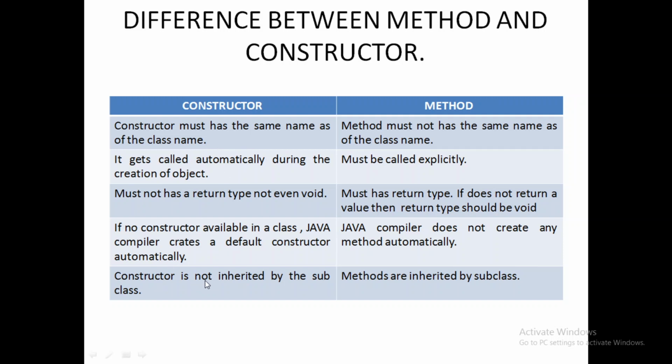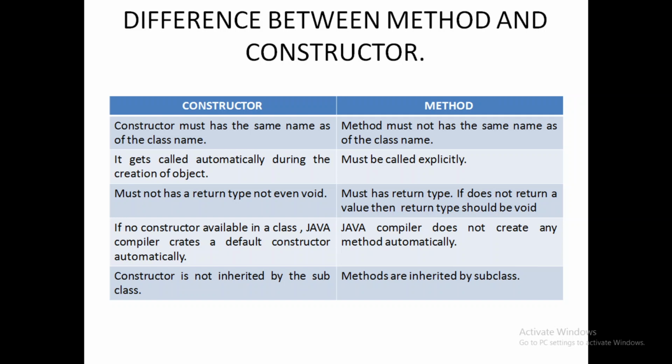A constructor is not inherited by the subclass. Methods are inherited by the subclass. Well, this point is related to the inheritance property of Java, so let's not go into the details. For your knowledge, I will illustrate this point a bit. In inheritance, a new class is created from an already existing class. The created class is known as the child class or subclass, and the class from which it is created is known as the base class or parent class.